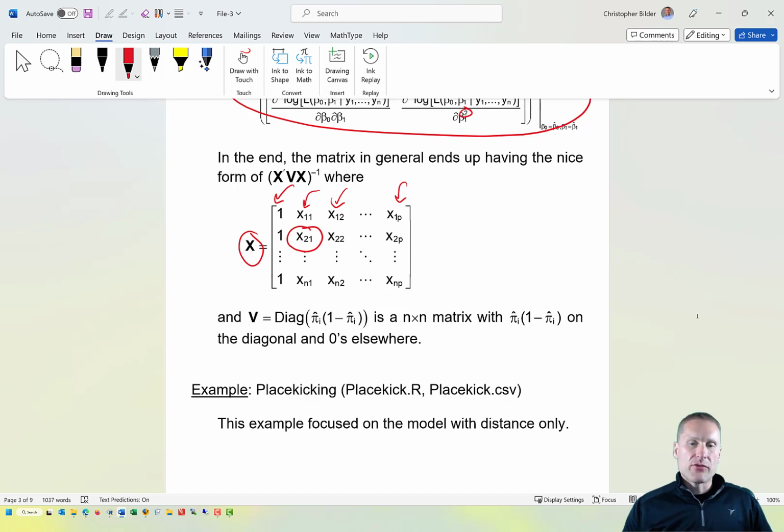That's my X matrix. If I transpose it, take it times a diagonal matrix that has pi hat times 1 minus pi hat on the diagonal for each observation, take it times the X matrix again and invert the matrix, you will get this variance covariance matrix. In other words, you will get what's up there if you only had one explanatory variable.